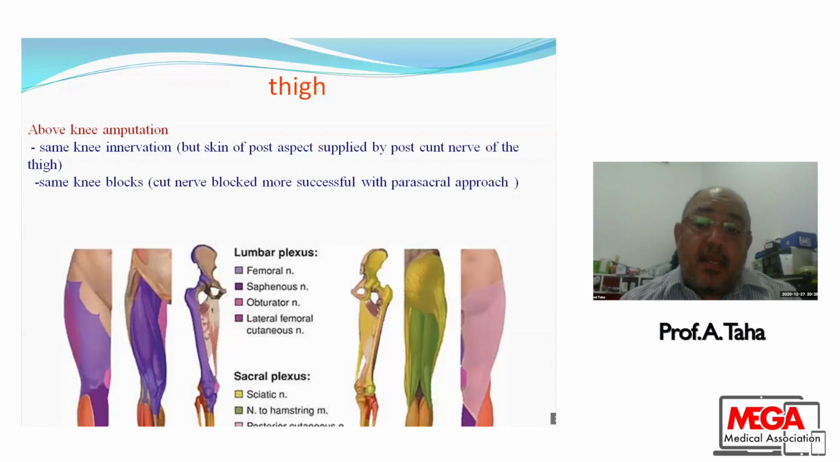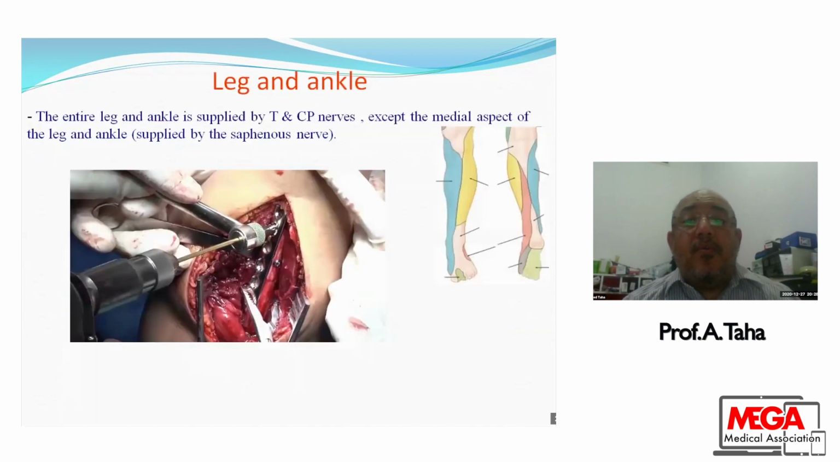So in above knee surgery, that will be the skin incision posteriorly. So I do parasacral block because it's a more successful block for the posterior cutaneous nerve of the thigh. Now we're going to the leg and ankle region.